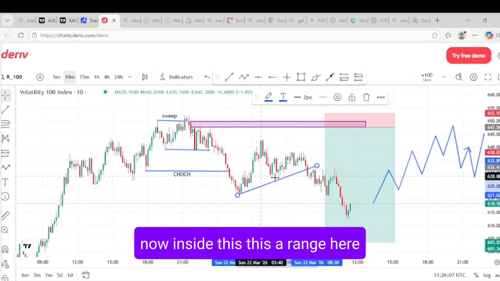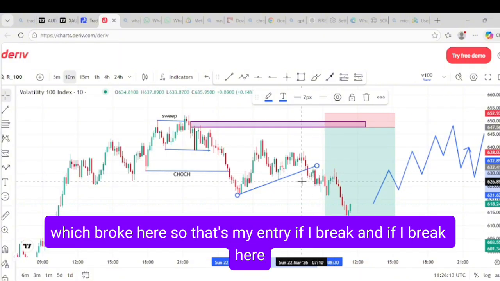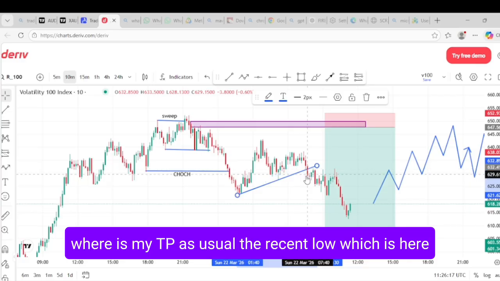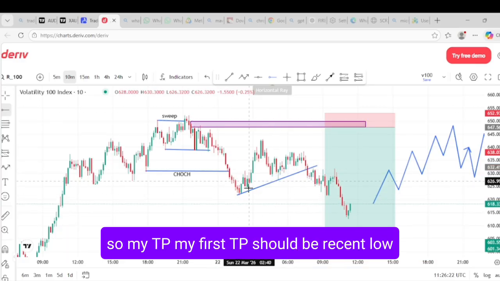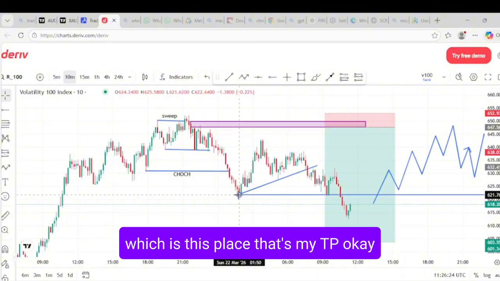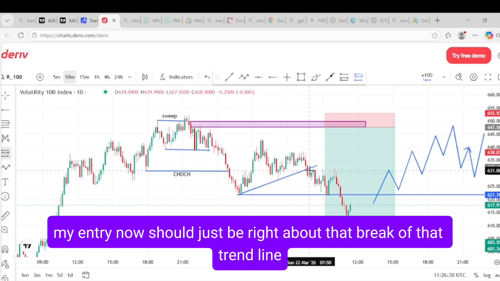Now inside this range here, I want a break of that candle, a break of this trend line, which broke here. So that's my entry. If I break here, where is my TP? As usual, the recent low, which is here. So my first TP should be the recent low, which is this place. That's my TP.